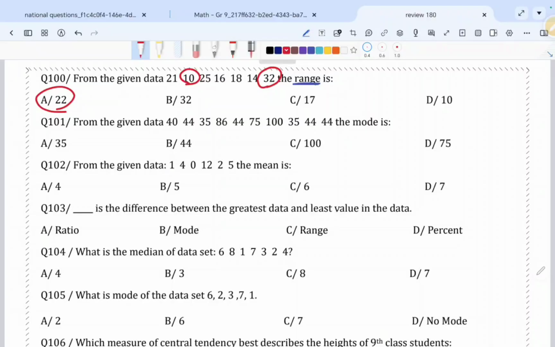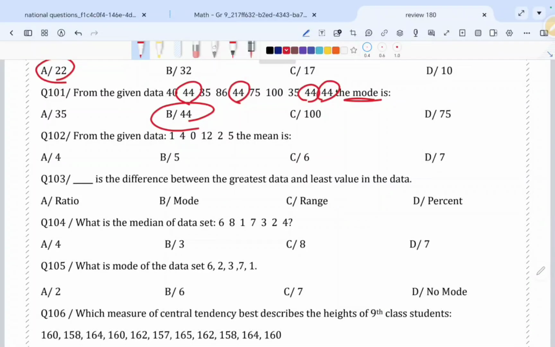From the given data 40, 45, 35, 80, 6, 44, 75, 135, 45, 45. The mode is what? What's the rule of mode? Which number repeated the most? 44 repeated 4 times, so it will be 44.